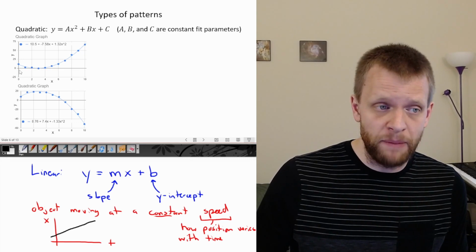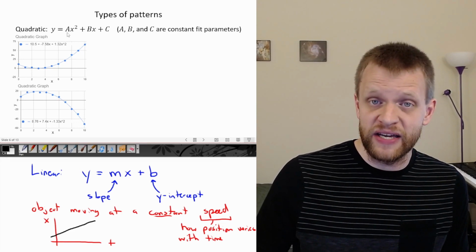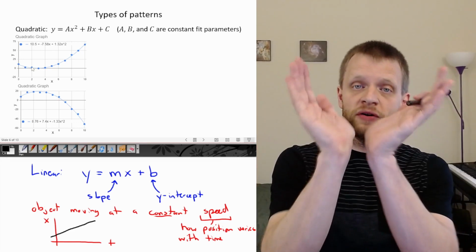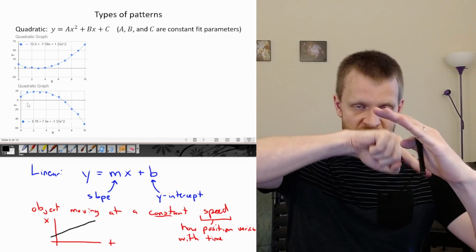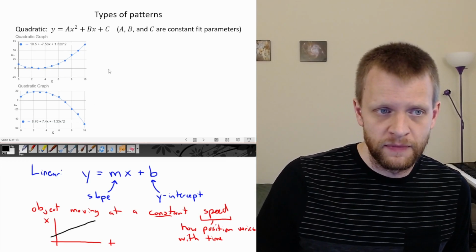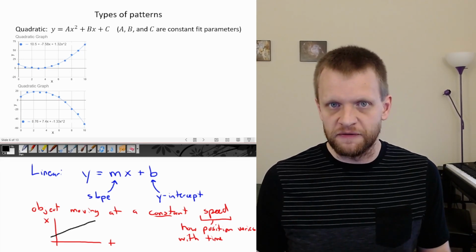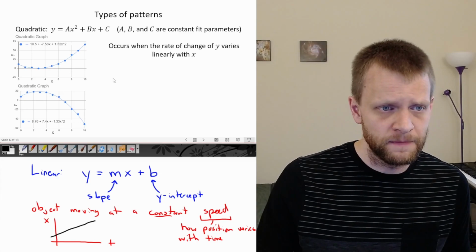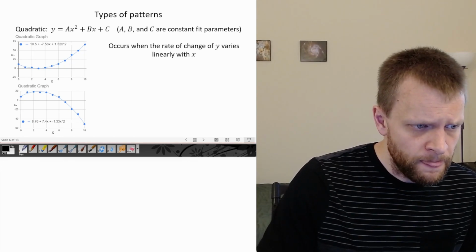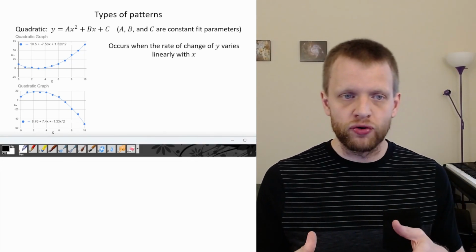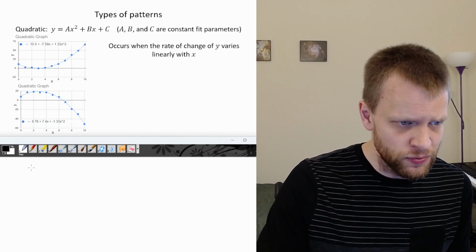This particular mathematical pattern will give you nice parabolas. If capital A is positive, this would be an upward facing parabola. If capital A is negative, then it will be a downwards swooping parabola. These fit parameters tell us more details about the specifics of this parabola that we're working with. These quadratic fits will occur when one of the rates of change of y varies linearly with x. Let me give you an example of this.